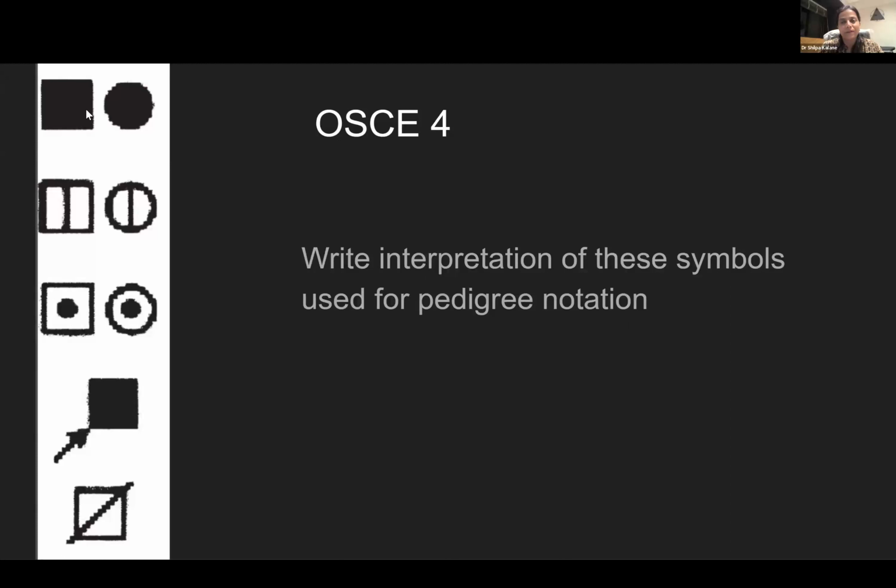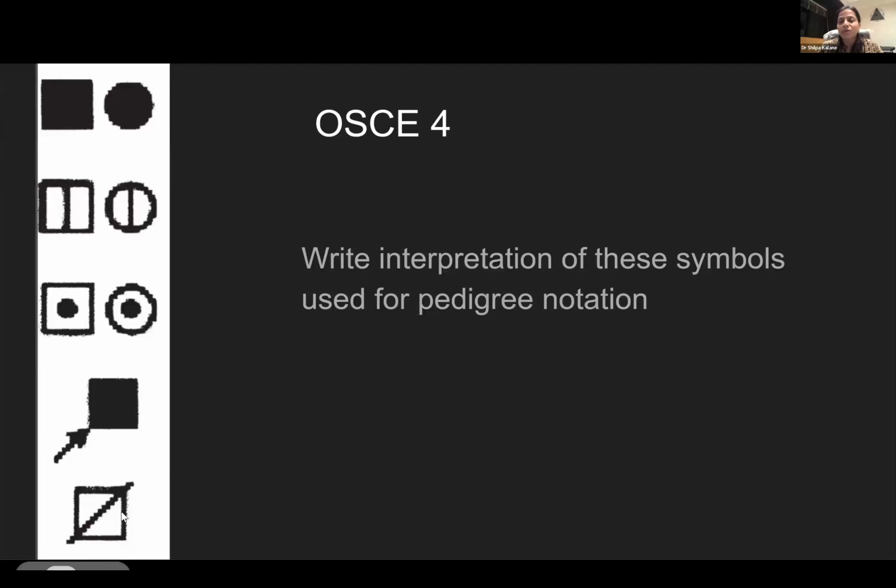Affected male, female. Inner dot, carrier. Okay. What about second? Okay, what about third and fourth? That is simple. Third, affected male index. Sorry, yeah, fourth is.